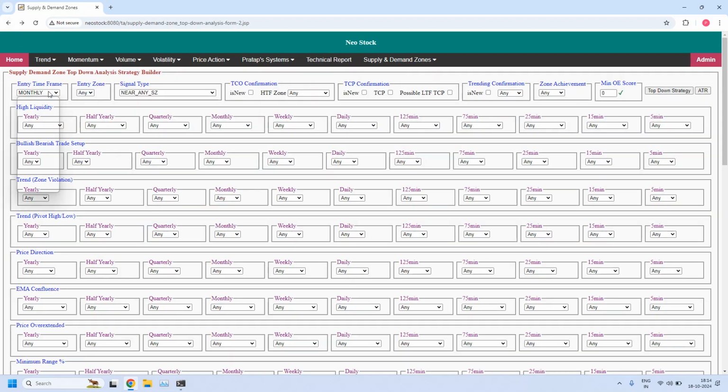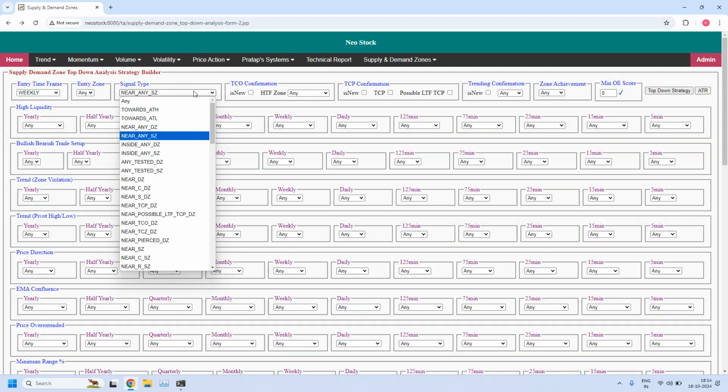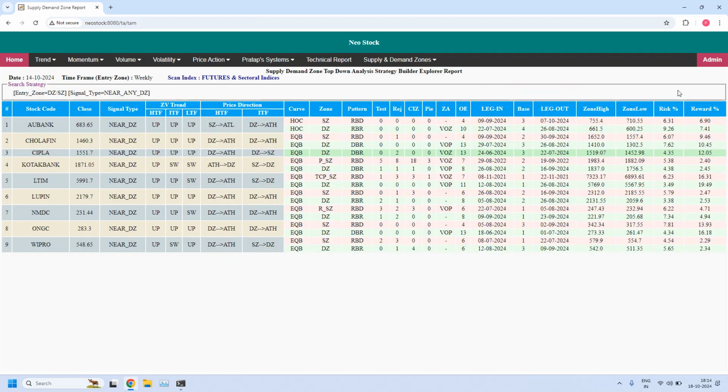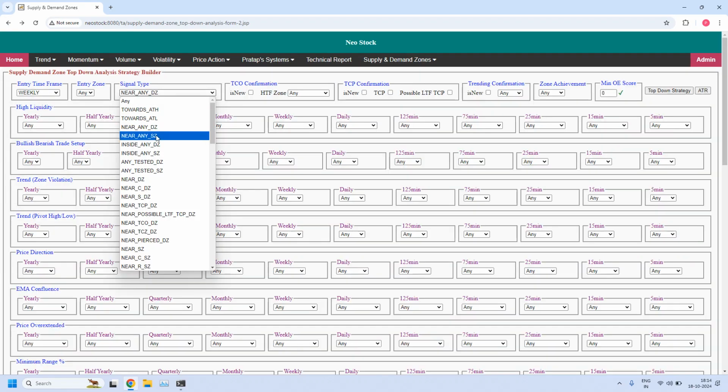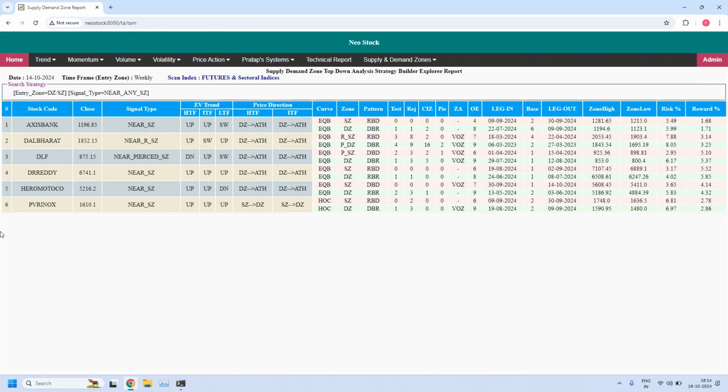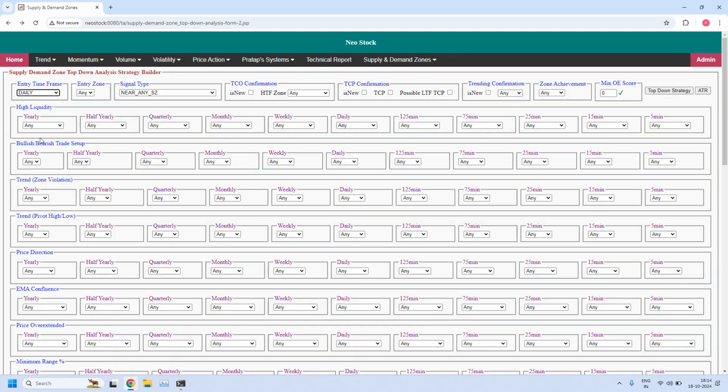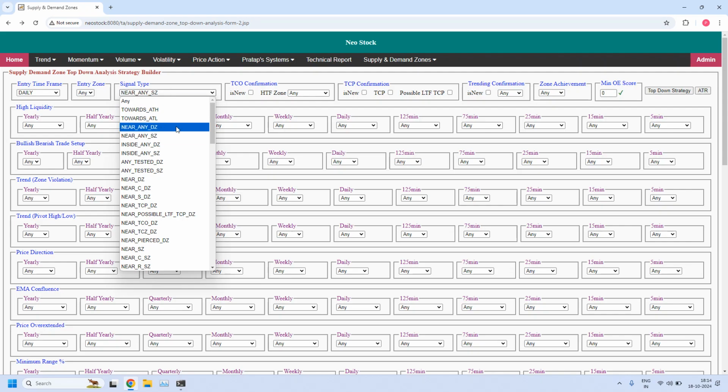Next time frame is weekly. Let's find the stocks near weekly demand zone. 9 stocks are filtered. Next, for weekly time frame, let's find the stocks near weekly supply zone. 6 stocks are filtered. Next time frame is daily, our entry time frame. Let us find the stocks near daily demand zone.